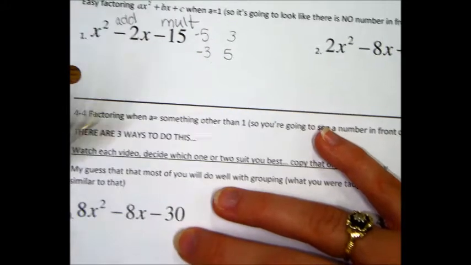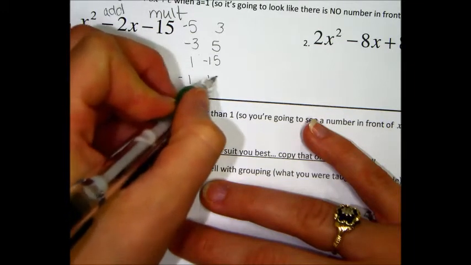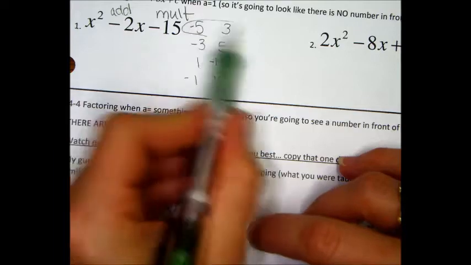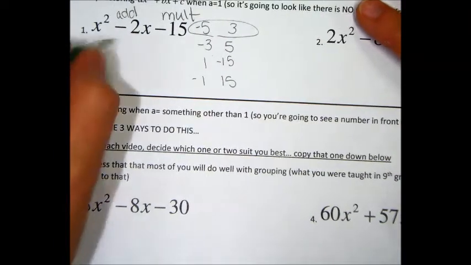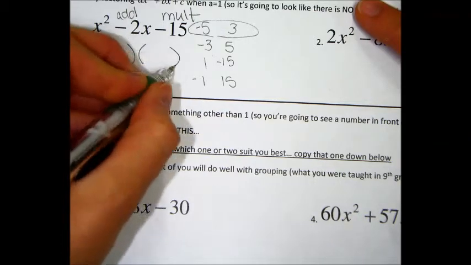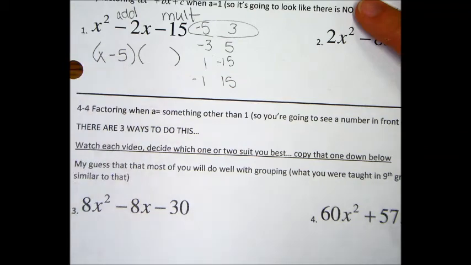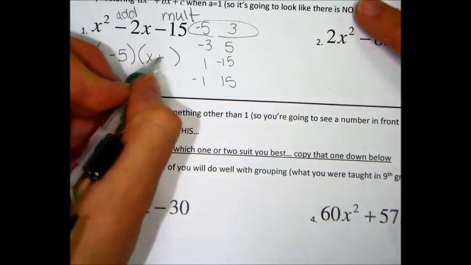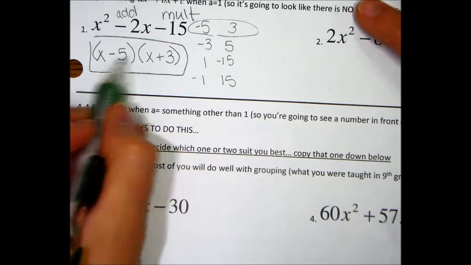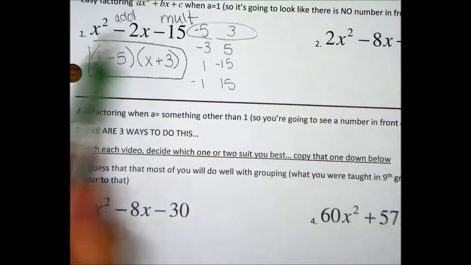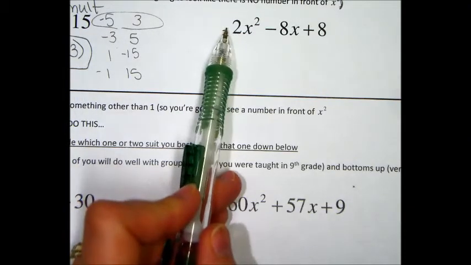Now if these options don't work, you could have done 1 and negative 15 or negative 1 and positive 15 as well. But it just so happens that these two are the ones that make negative 15 and make negative 2 when you add. So we're going to write our double parenthesis for our two binomials. We're going to put in x with the negative 5, in other words x minus 5, and then x with your positive 3, or x plus 3. If you would like to FOIL these two together, or multiply your binomials together, you will get the original statement.